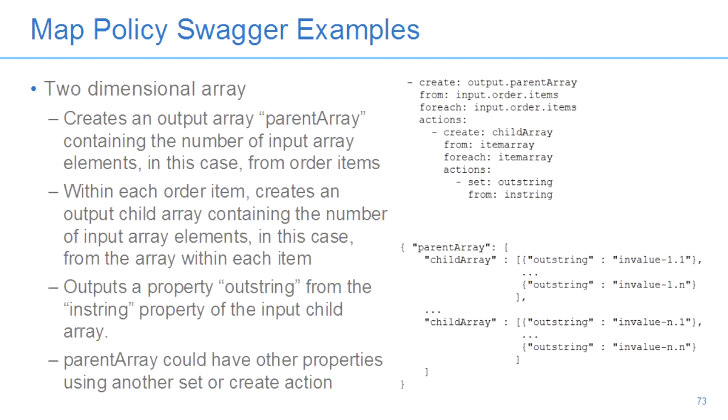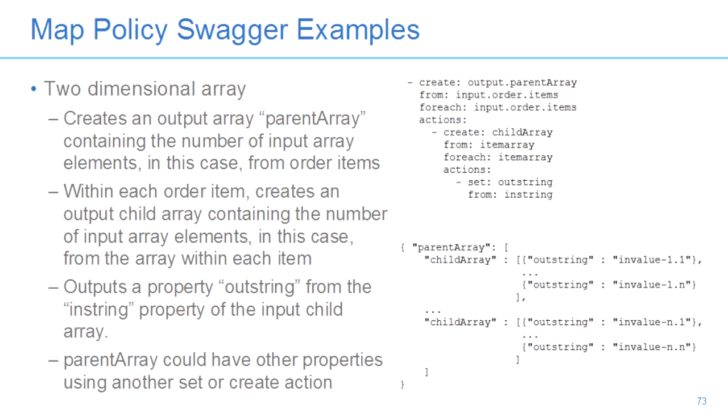And then finally, just some two-dimensional array support. So two-dimensional arrays, as I indicated earlier, the create is what actually creates the output array. So we're going to be creating something called parent array from the actual order items. Within that, I'm going to be creating another array, which I'm calling a child array, that's going to come from an item array. And I'll be for-eaching over each of the individual item array elements, and then the actions are going to be to pretty much just copy this in string to something called out string.